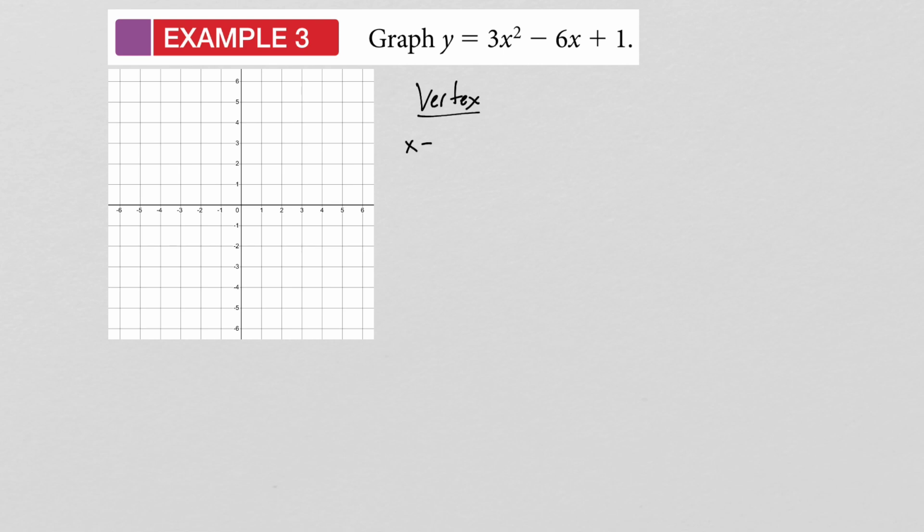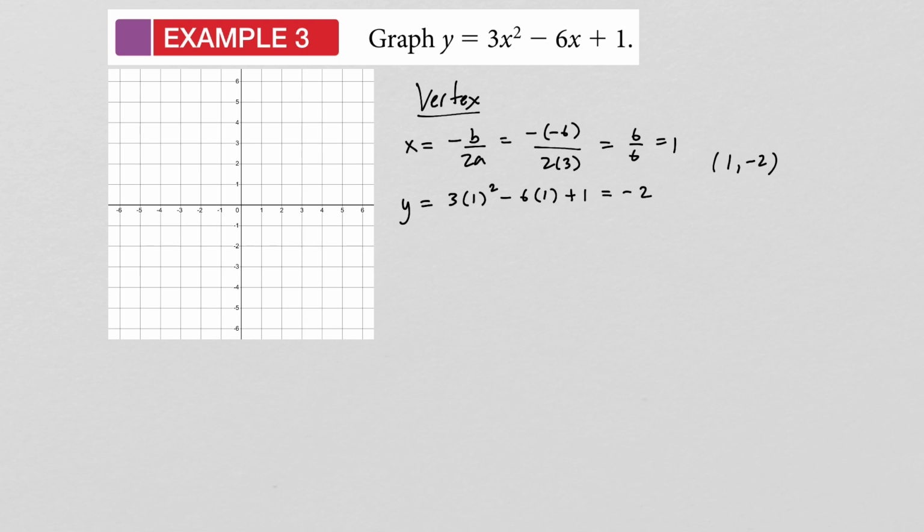To get the vertex, we have x equals -b divided by 2a, which is -6 divided by 2 times 3. This is 6 divided by 6, which is 1. And the corresponding y-coordinate will be 3 times 1 squared minus 6 times 1 plus 1. And this is going to be -2. So the vertex occurs at x equals 1, y equals -2, which is right here.